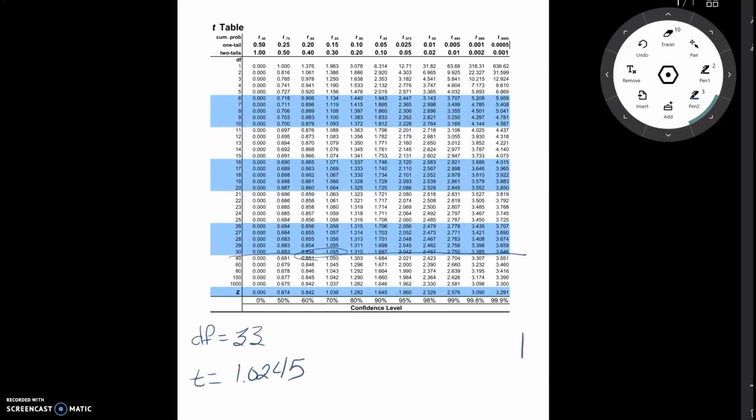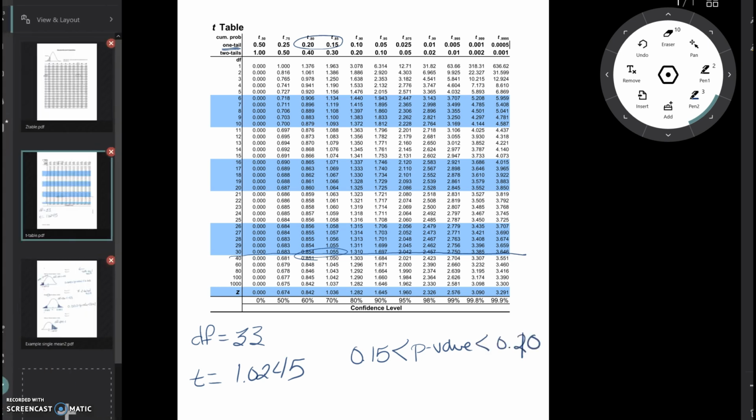Since we're in the right tail now, we're only in a single one of the tails, so we're going to look at the one-tailed option here. Looking up, we know the p-value is between these two numbers. So the p-value is somewhere bigger than 0.15 and somewhere less than 0.20.